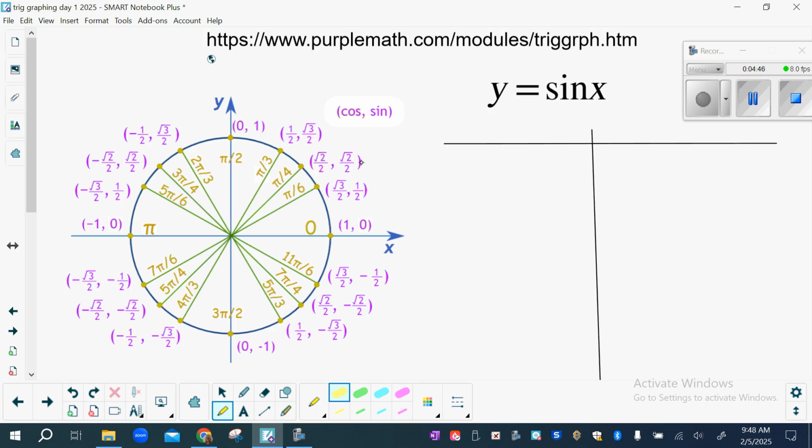So on your little t-chart, you're going to put x here, and it's going to be in radians. You're not going to freak out on that, and it's going to be fine. And over here is going to be the sine of x. Now, we remember from everything we've done that the sine is the second number.